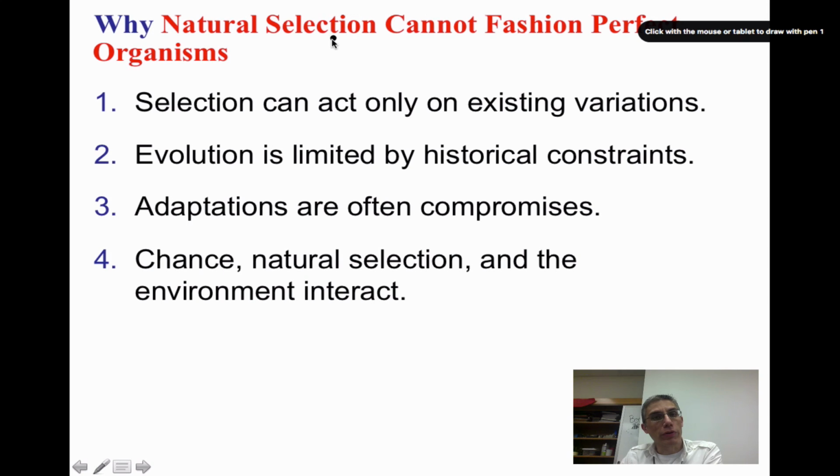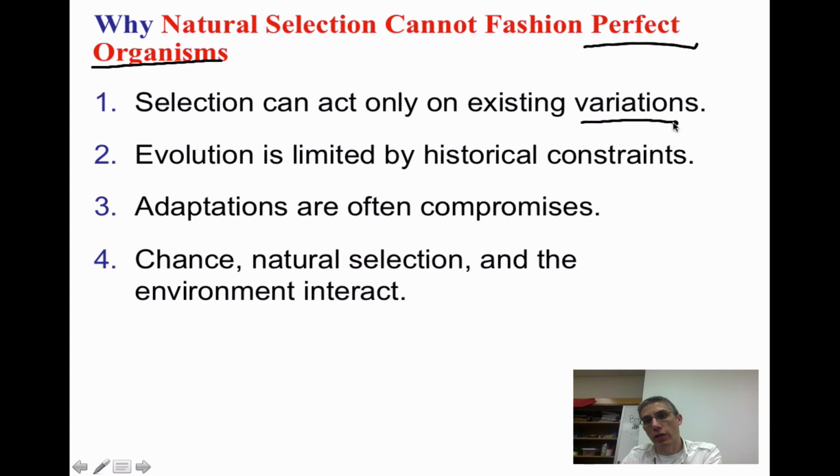All right, so we need to remember that natural selection and everything that we've talked about up to this point is never going to be able to fashion what we would consider a perfect organism. Selection is only going to act on those existing variations within that population. Evolution is going to be limited by those historical constraints. In other words, we need to think about descent with modification. It can only work with what is there. Adaptations are often compromises. And again, chance, natural selection, and the environment are all going to interact together to encourage that change to happen.